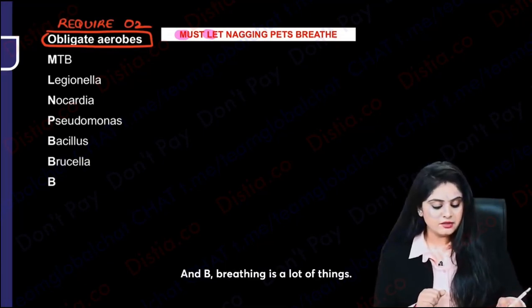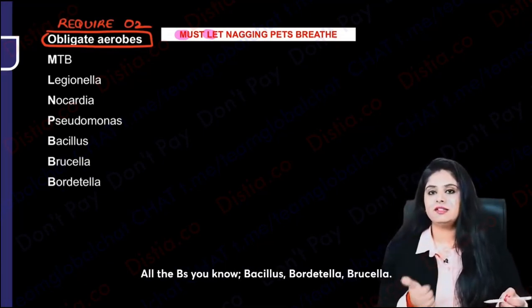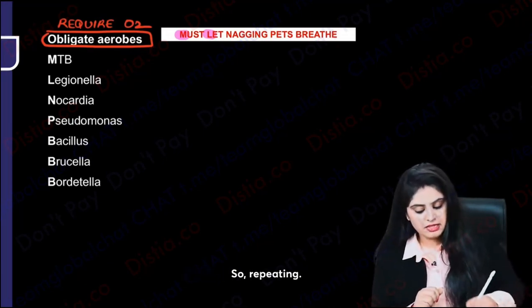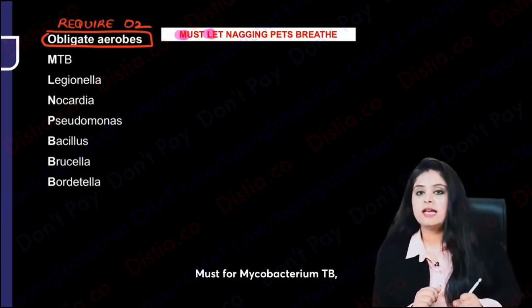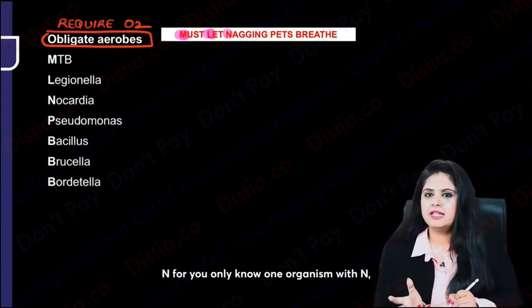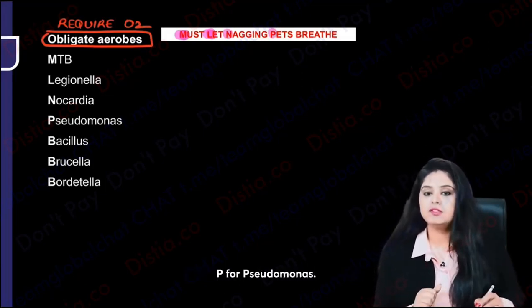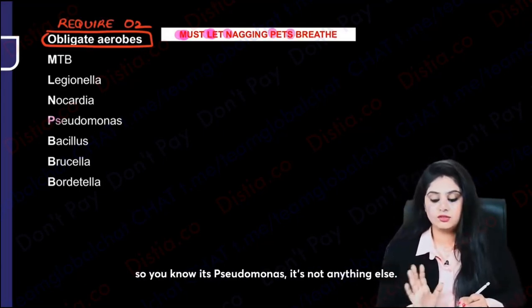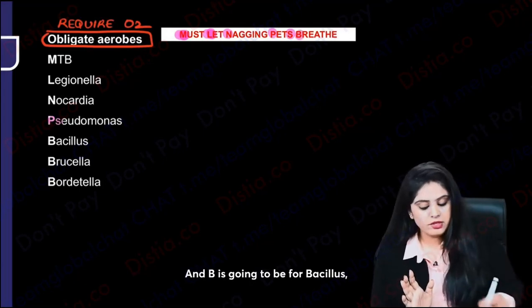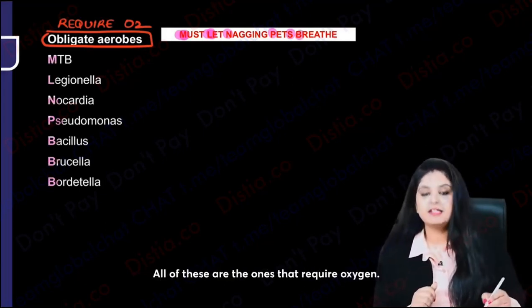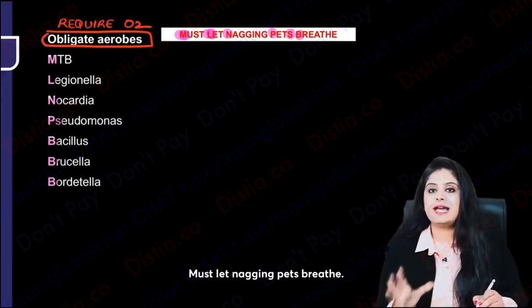And B, breathing, is a lot of things. All the B's you know: Bacillus, Bordetella, Brucella. So all of those are going to come. Repeating, must for Mycobacterium TB, LE for Legionella, N for, you only know one organism with N, that is Nocardia. P for Pseudomonas. If you want, you can take the P and S of pets, so you'll know it's Pseudomonas, it's not anything else. And B is going to be for Bacillus, Brucella and Bordetella. All of these are the ones that require oxygen. Must let nagging pets breathe.